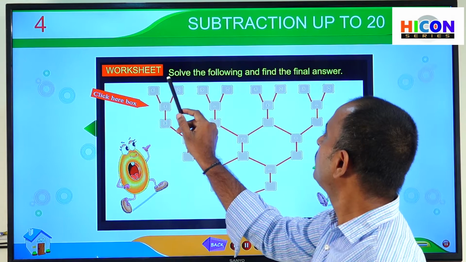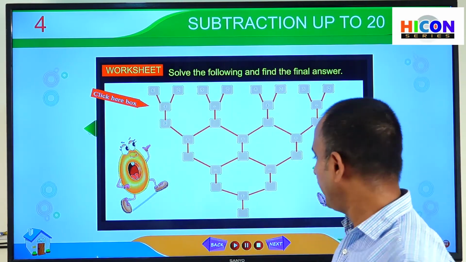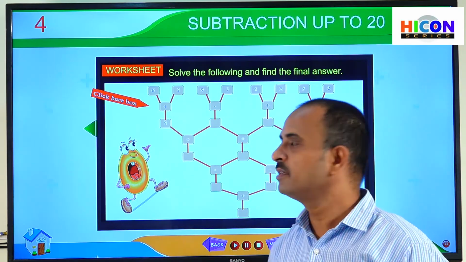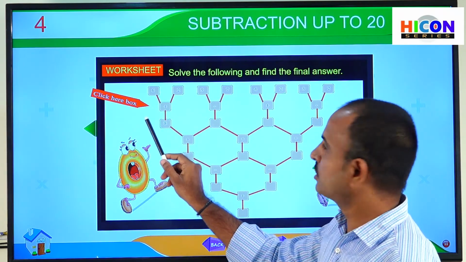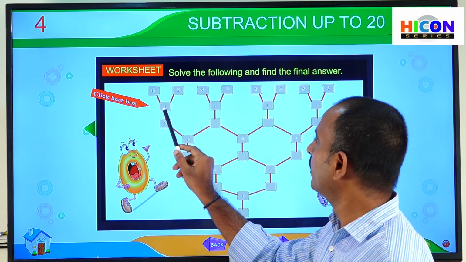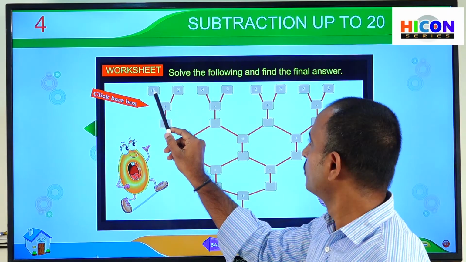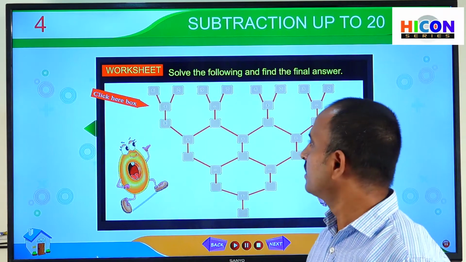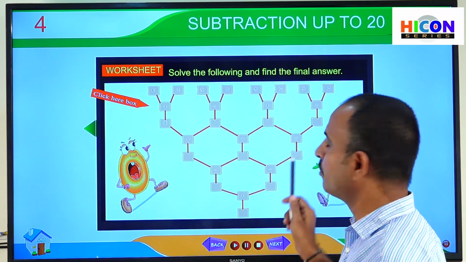So look at the problem. Solve the following and find the final answer. The final answer will be obtained by carrying out both additions and subtractions. Let us start this worksheet. Here, you see the first two numbers are 6 and 2, and they have given a symbol plus. If we add 2 to 6, we will obtain 8 as the answer. In the same way, we have to carry out and fill the remaining boxes.